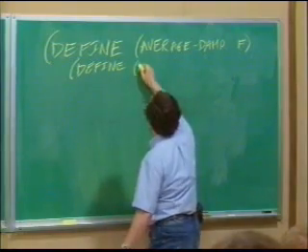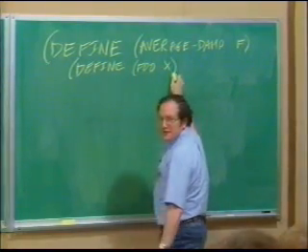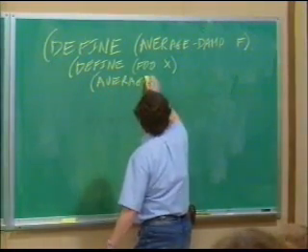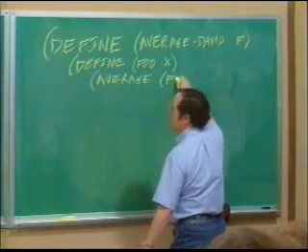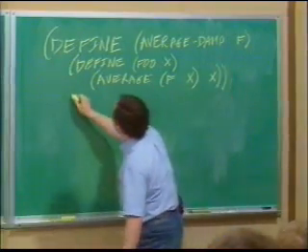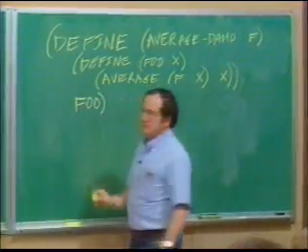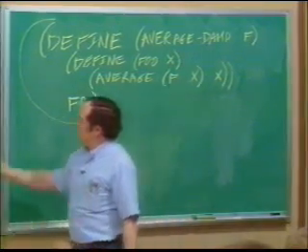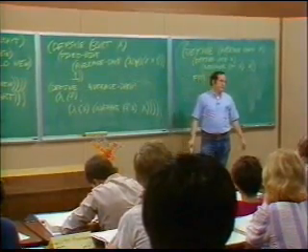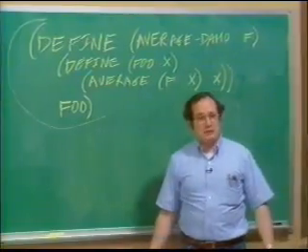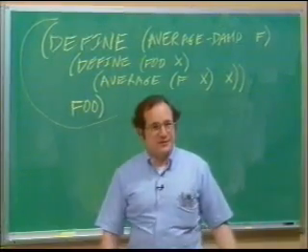I'll have to give it a name. Foo of x to be the average of f of x and x, and return as the value foo. This is equivalent, but I have to make an arbitrary name up. This is equivalent to this without any lambdas. Lambdas are very convenient for naming anonymous procedures. It's the anonymous name of something.